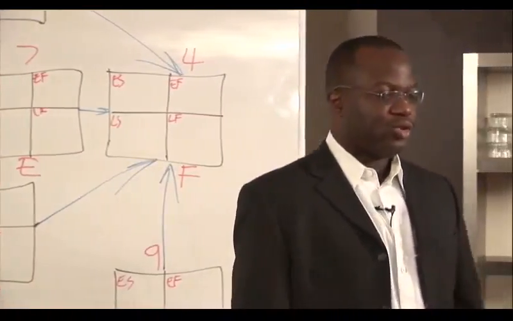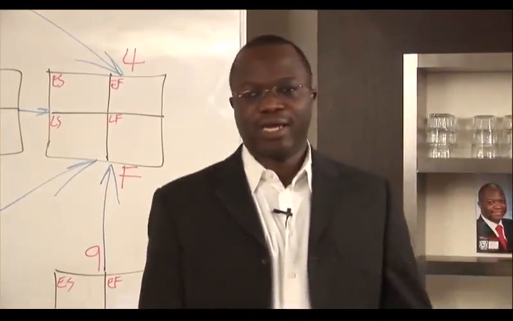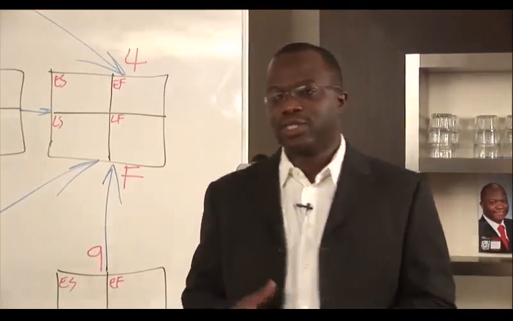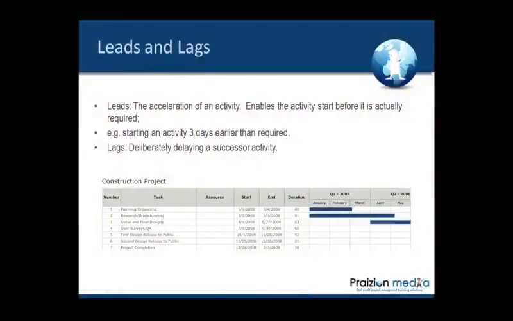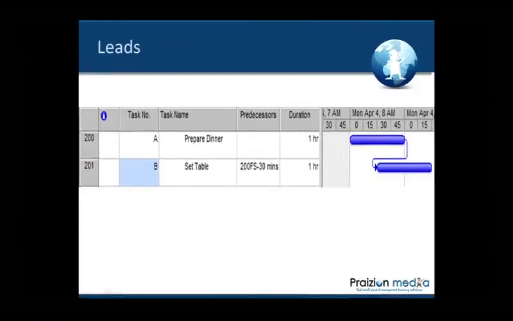Quick reminder about 2 terms you need to know, leads and lags. A lead refers to deliberately starting an activity earlier than it needs to. If you take a look at the screen, it says enables the activity to start before it is actually required. For example, starting an activity 3 days earlier than required. Lag refers to deliberately delaying a successor activity.